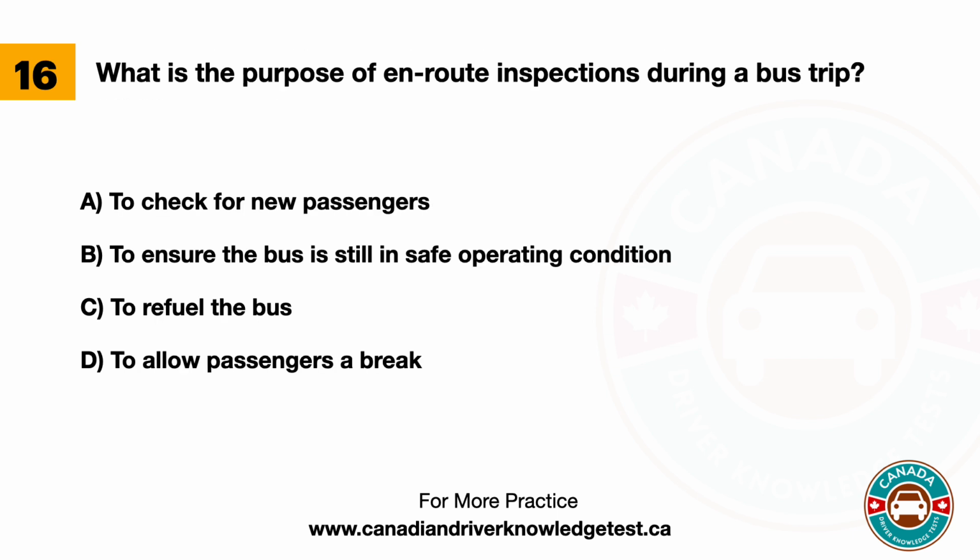Question 16. What is the purpose of en route inspections during a bus trip? A. To check for new passengers. B. To ensure the bus is still in safe operating condition. C. To refuel the bus. D. To allow passengers a break. The answer is B. To ensure the bus is still in safe operating condition.